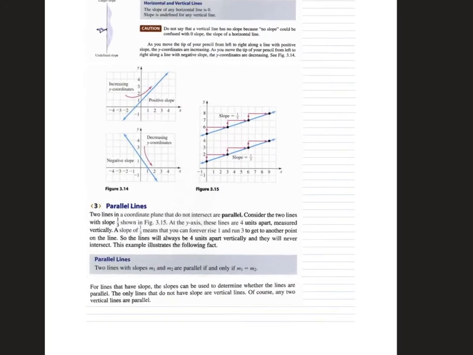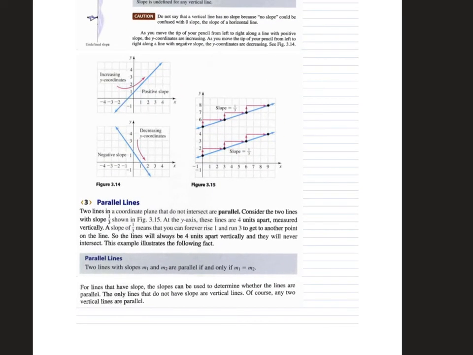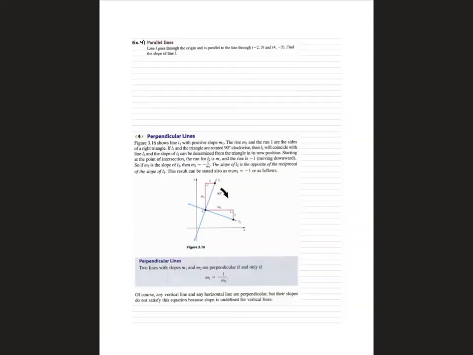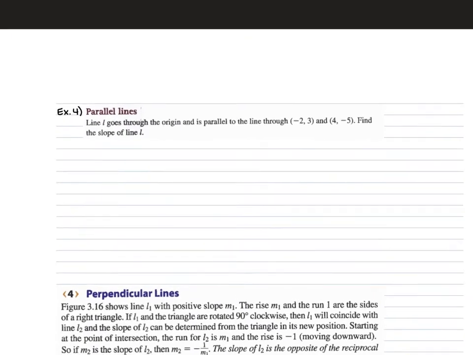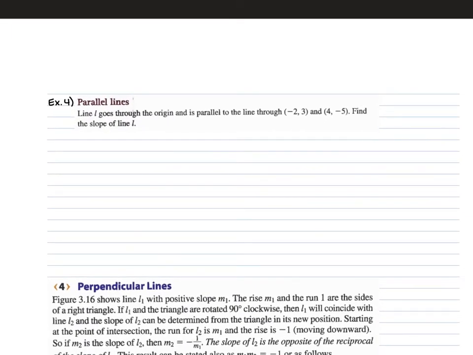For the next part, we're just working with parallel and perpendicular lines. Parallel lines have the same slope, different y-intercepts. Perpendicular lines have the opposite sign and reciprocal of the slope. So we look at example 4. It tells us line L goes through the origin, so it goes through the ordered pair 0, 0, and is parallel, so it has the same slope, to the line through -2, 3, and 4, -5. Find the slope of line L.